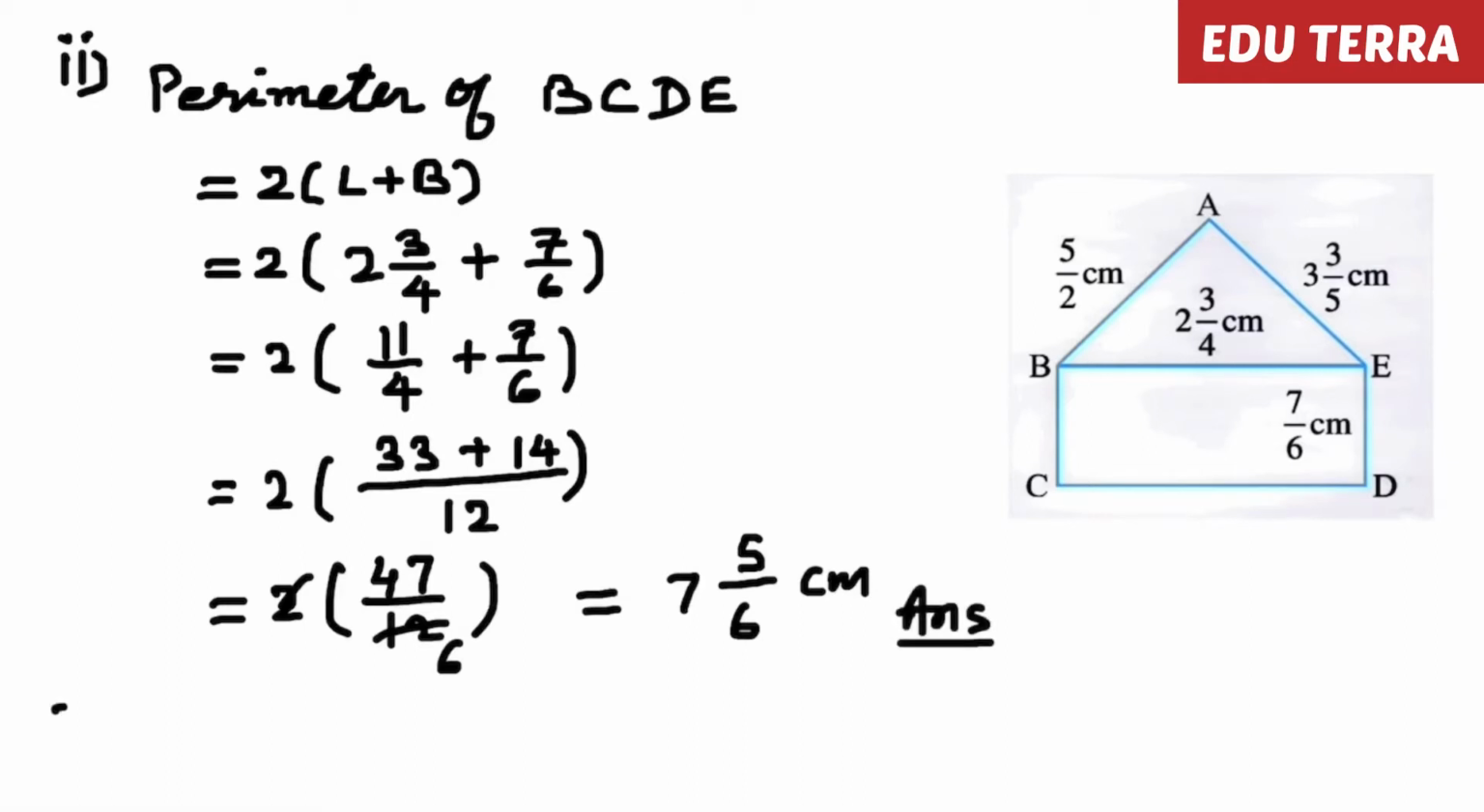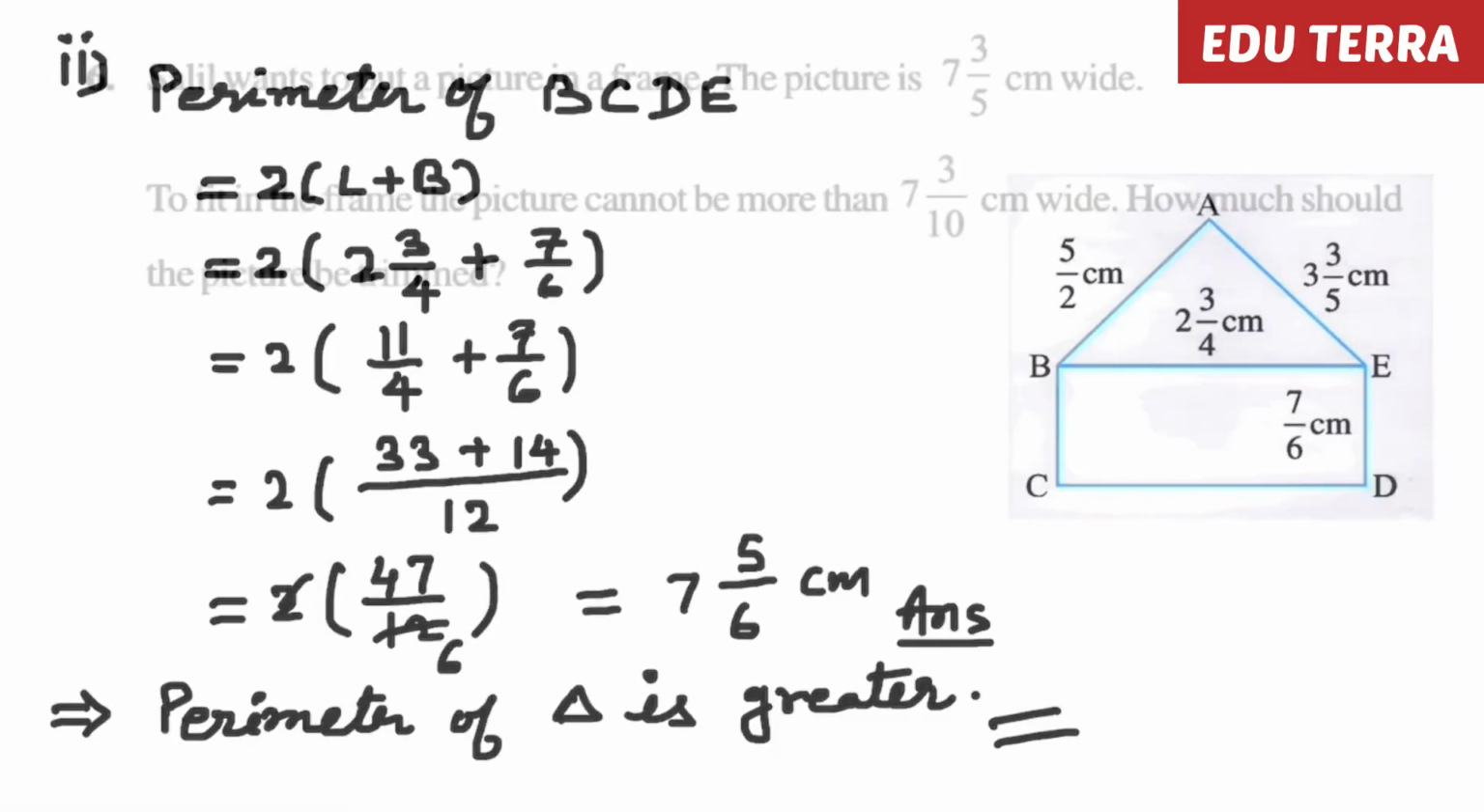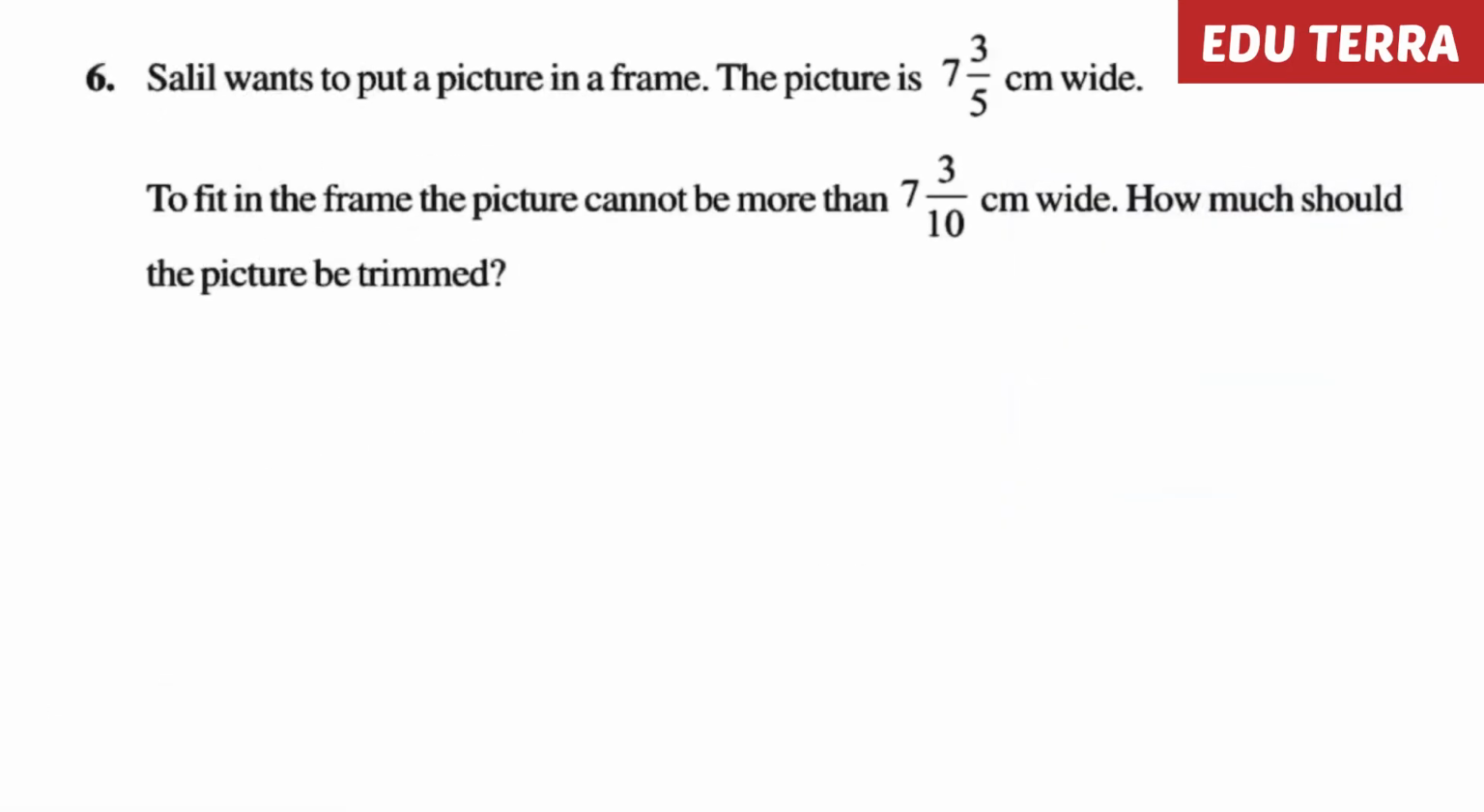So in the triangle you can see you got 8 as a whole and fraction, but in the rectangle you are getting just 7 as a whole. So perimeter of triangle is greater than perimeter of rectangle. I hope you got the clue. Once again I am telling, in triangle you are getting 8 as a whole, but here you are getting only 7. Now come on to question number 6.